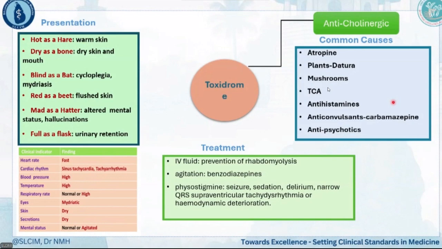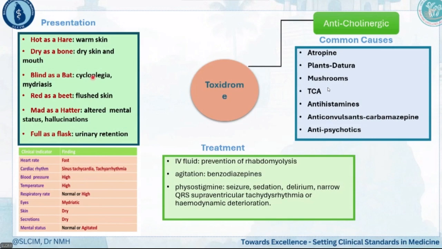Now, in organophosphate poisoning, as you are aware, it's a cholinergic toxidrome, and when you give atropine, once the patient gets atropinized, then the anticholinergic toxidrome can occur. Common causes are atropine, plants like datura, and another plant called angel's trumpet. Poisoning is very common. Mushrooms, tricyclic antidepressants are also a very common cause, antihistamines, anticonvulsants, antipsychotics, and so on.